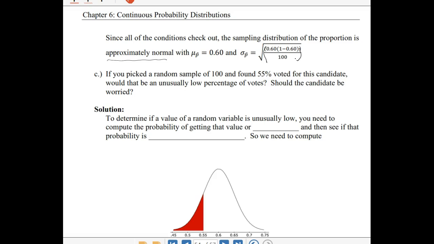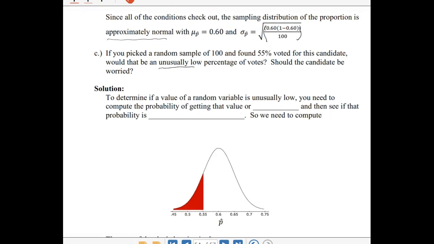So part C says if you picked a random sample of 100 and you found 55% voted for this candidate, so lower than what you expected because you think you've got 60% of the vote, would that be an unusually low percentage of votes? And based on that, should the candidate be worried that they're losing popularity?